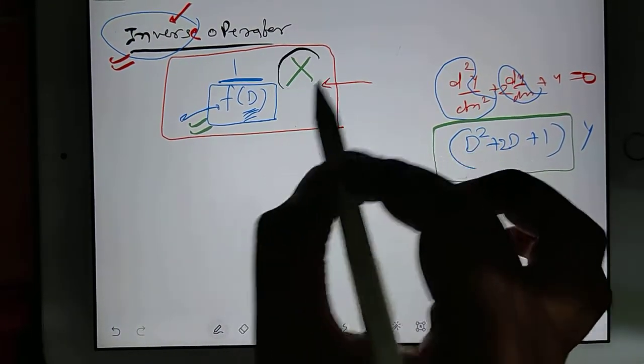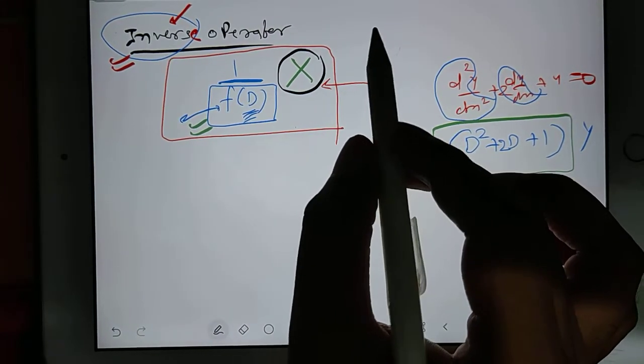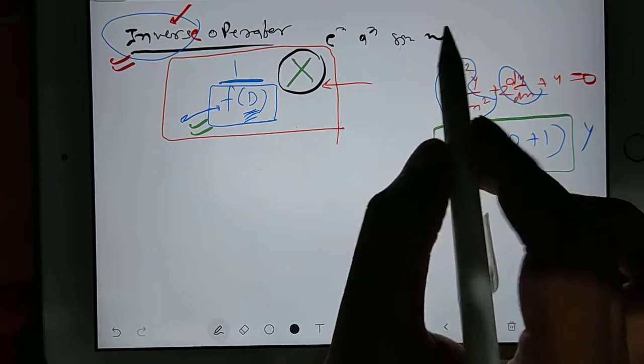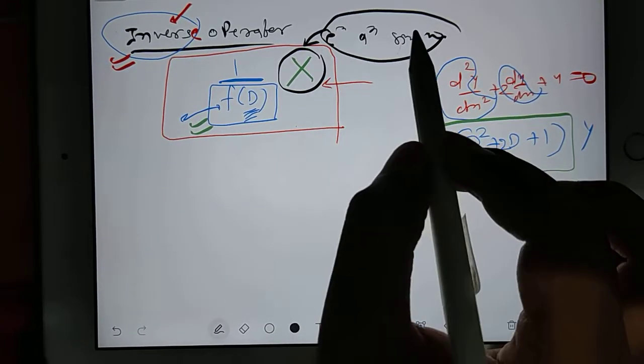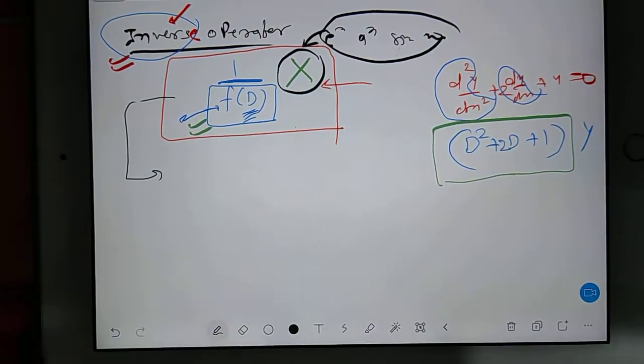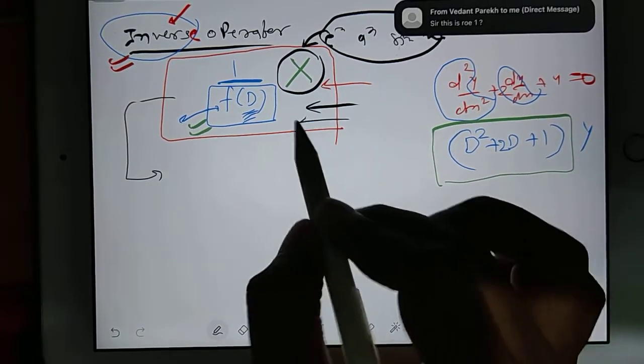In that, this x can be anything. Anything means this can be e power x, a power x, sine x, log x. I mean any general function which will be a function of x. Now how will you treat this, and why will this kind of situation appear?